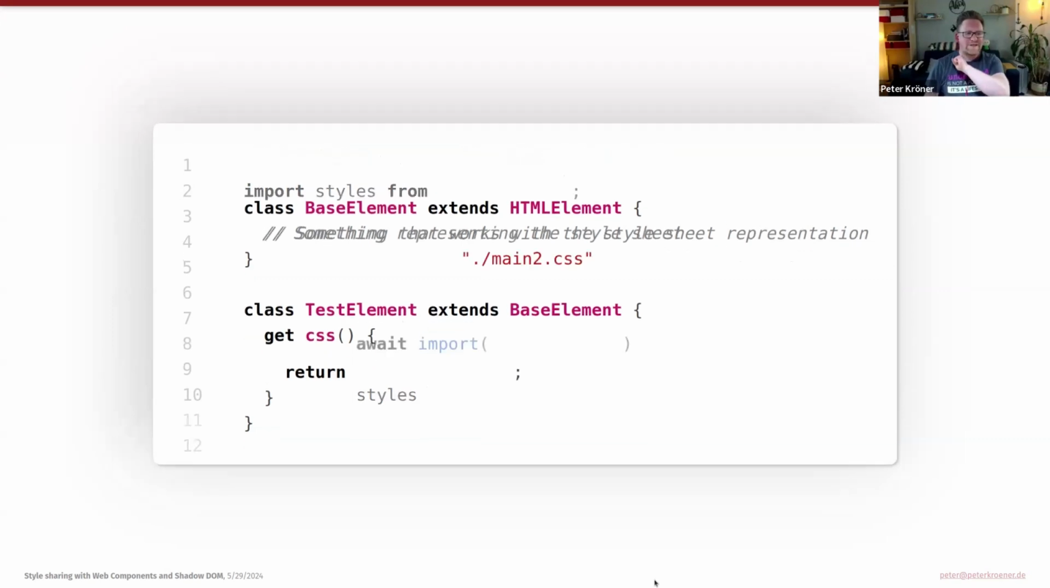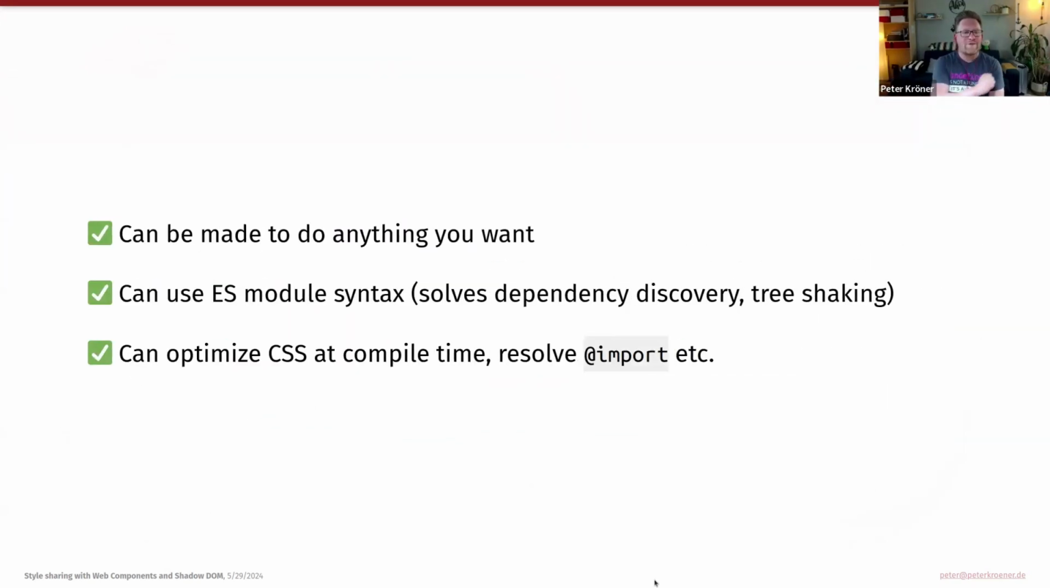The great thing about this is that you can do anything you want, because this is all happening at compile time, and you can create a setup as complicated as you like. You can use ES module syntax, which is great for dependency discovery and tree shaking and all this good stuff. And you can optimize your CSS at compile time, you can resolve at import, and so on and so on.